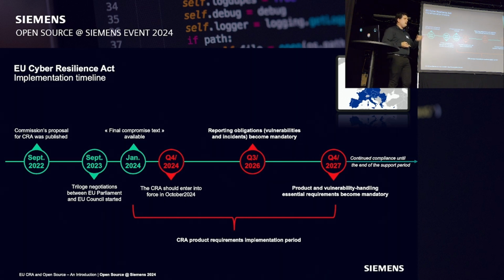So it will be a very clear line. From the moment the transition period finishes, if you want to put into the market a product that is in scope, you need to get your CE marking, and you need to comply with all the product requirements and process requirements of the CRA.